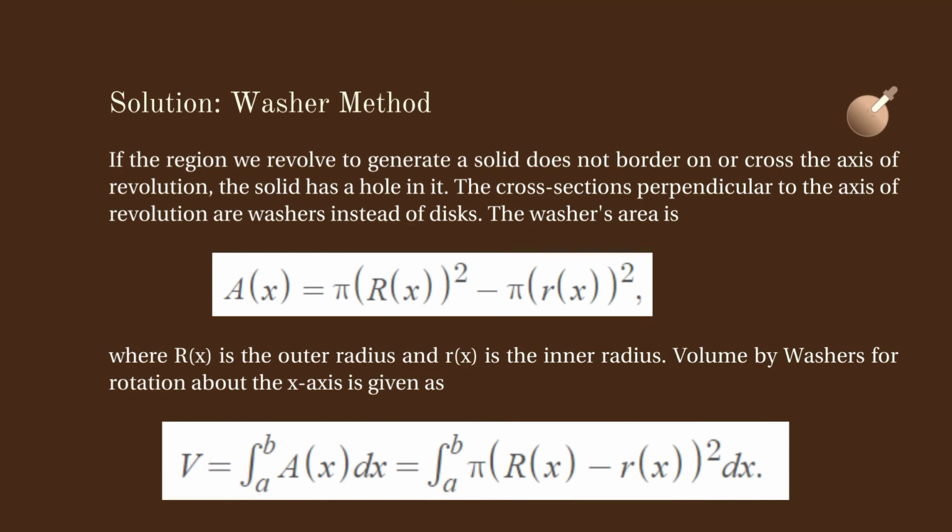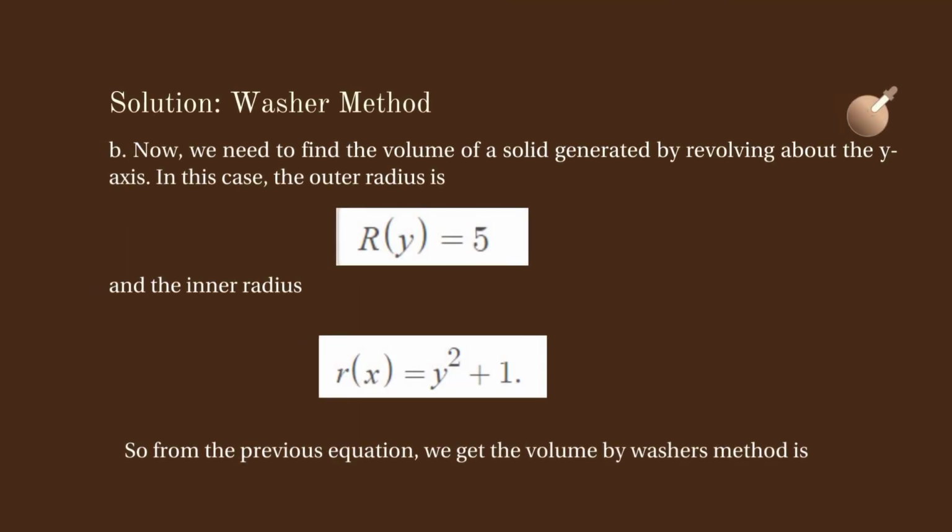Volume by washers for rotation about the x-axis is given as V equals the integral of A of x dx from a to b, which is equal to the integral of pi times the quantity R of x squared minus r of x squared dx, integrating from a to b, which are the lower and upper limits. So in letter B, we need to find the volume of the solid generated by revolving the region about the y-axis. In this case, the outer radius is R of y equals 5 and the inner radius is small r of y equals y squared plus 1.